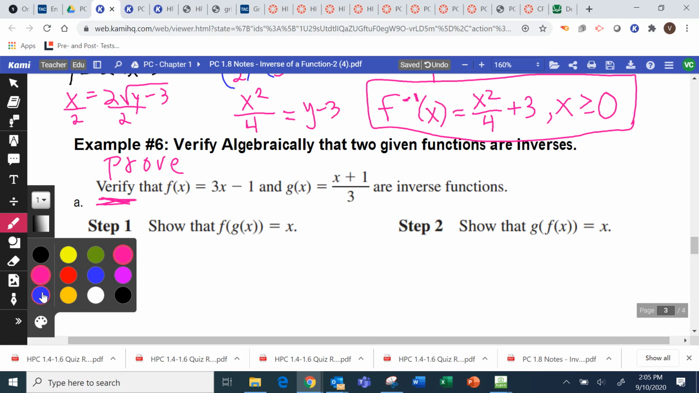All right, so what prove is going to mean is we're going to show all of our steps, and we're going to follow the directions in which you are supposed to prove it. You're not going to make up your own side proof thing. We're going to follow it this way. It should be easy points.